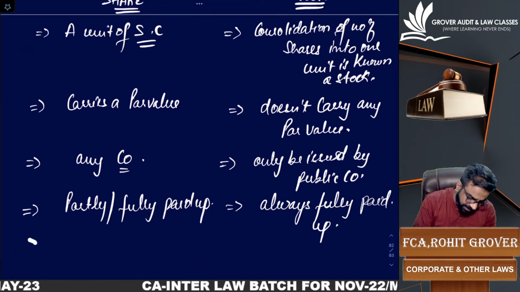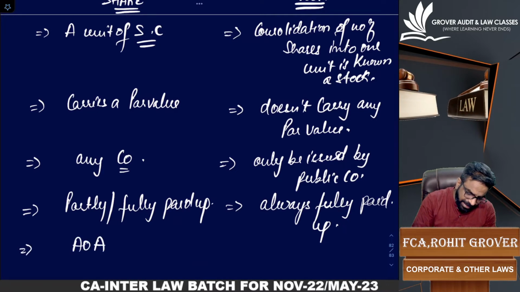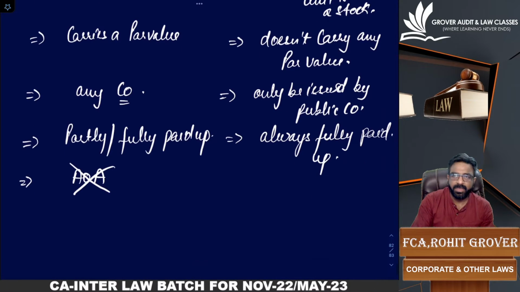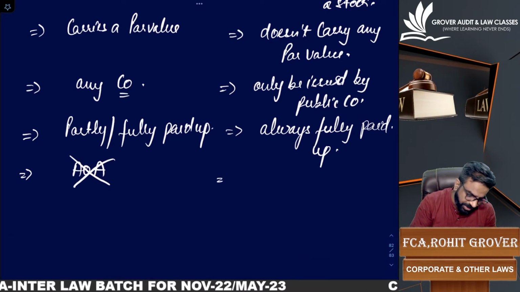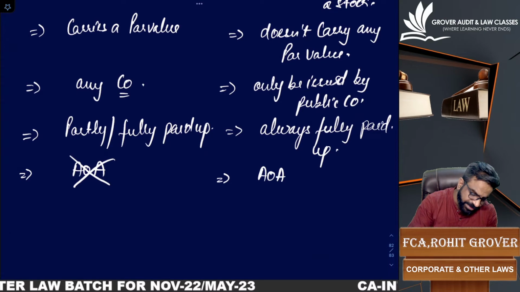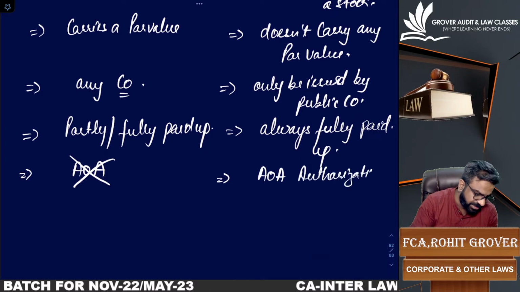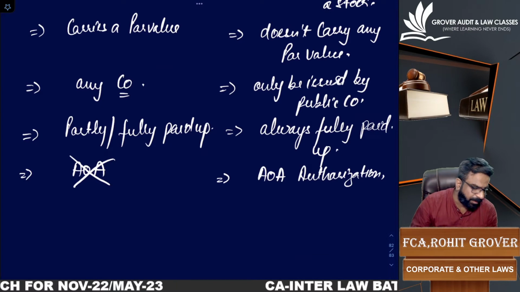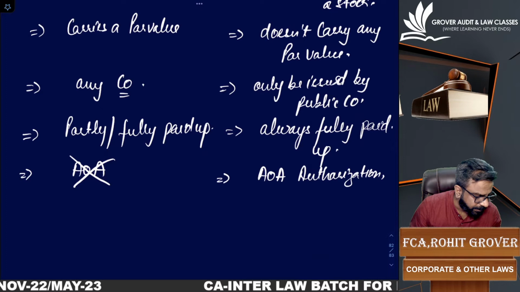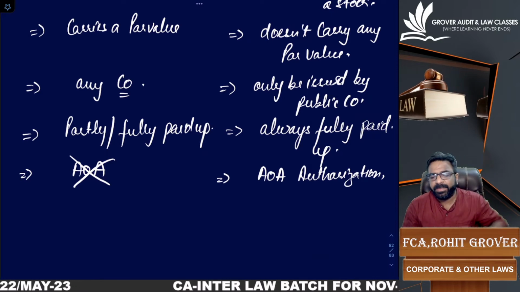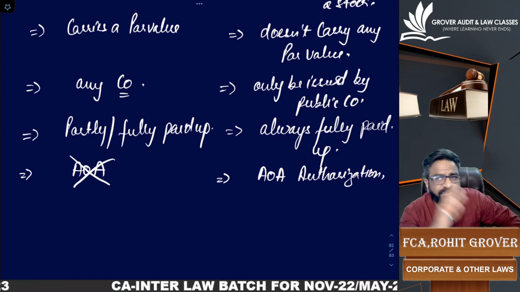What is the next difference, everyone? To issue the shares, we don't need AOA permission. Articles of Association permission is not required if we want to issue the shares. But if you want to issue the stock, Articles of Association authorization is required. And my very important question to you: can you please tell me whether shares can be sold in fractions?